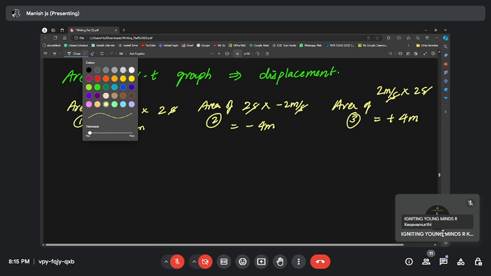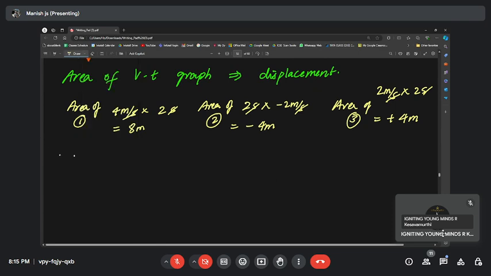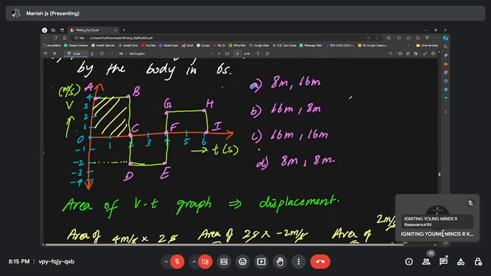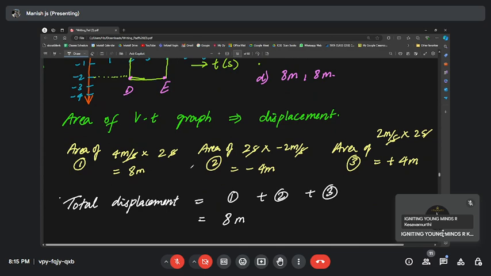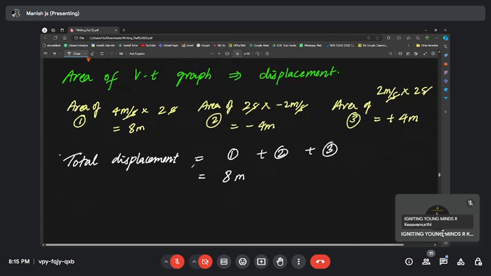So now, if you find out the total displacement, the total displacement is the sum of all the 3 regions, 1 plus 2 plus 3. So you add everything, 8 plus 4 minus 4 will give you 8 ultimately. So 8 meters is your displacement. Okay, so displacement, if you see, it is 8 meters. Fine. Now we need to calculate the distance traveled.